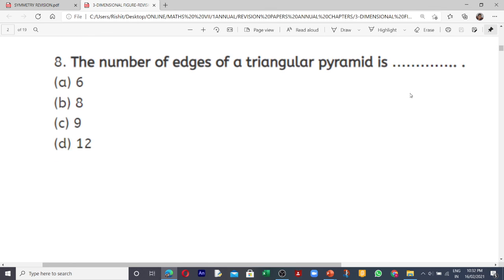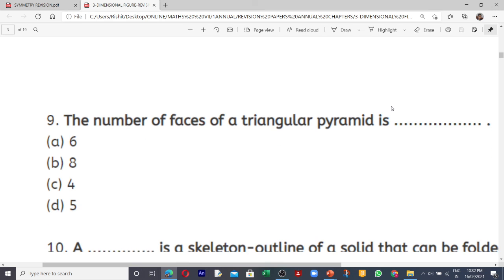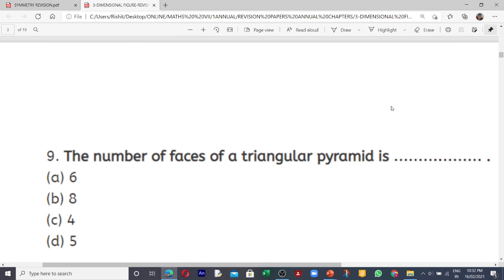Next. The number of faces of a triangular pyramid is. How many faces are there in a triangular pyramid? Choose the correct answer. Total number of face पूछा है इसमें. Total number of face. Next.